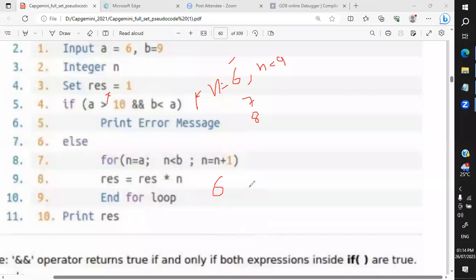6 into 7 is 42, right? So that n result will become 42. Next time, n will become n plus 1, so n will become 8. 6 into 7 into 8. What is 42 into 8? 336. Am I right?